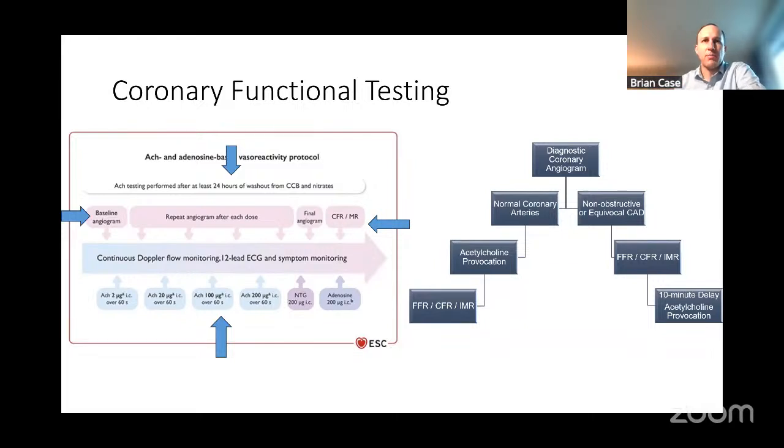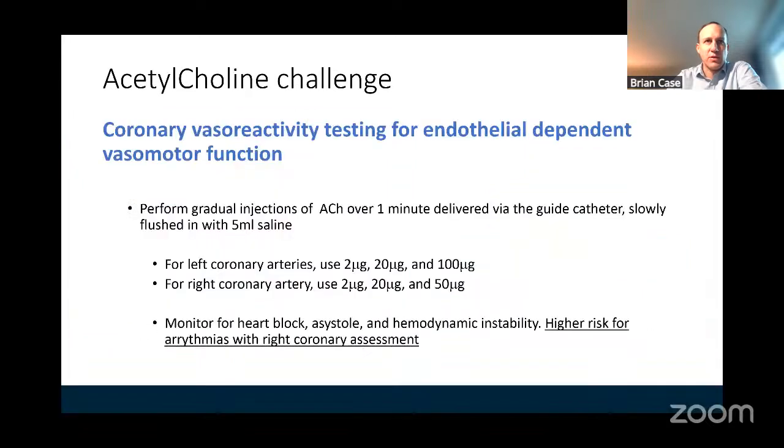So that's kind of our thought process for performing coronary functional testing at MedStar Health. And I'll go into a little bit more tips and tricks going forward. So the first part is doing acetylcholine challenge. What we're looking at here is coronary vasoreactive testing, endothelial dependent vasomotor function. So we're evaluating for epicardial vasospasm along with microvascular spasm.